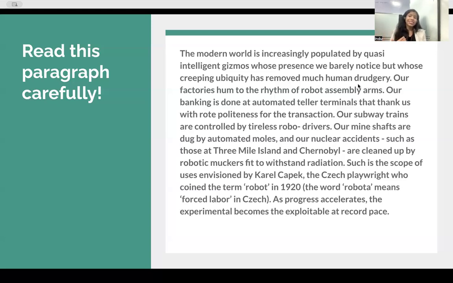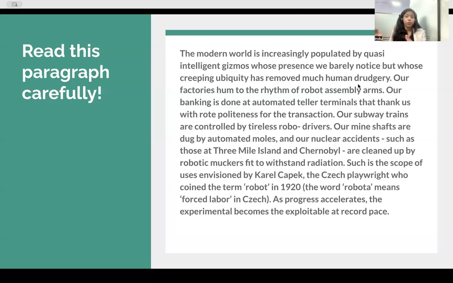Our banking is done at automated teller terminals that thank us with rote politeness for the transaction. We're saying in ATMs, we get a thank you for using the machine, right? So we are taking the money out, and we have politeness there. And it's quite easy because there's no person sitting at the cashier table, and they are not even worried that we are making more work for them. So it is easy that ATMs are there for us to collect cash from our bank accounts.